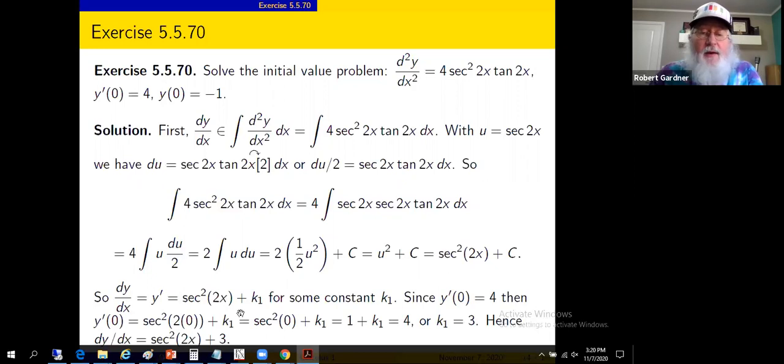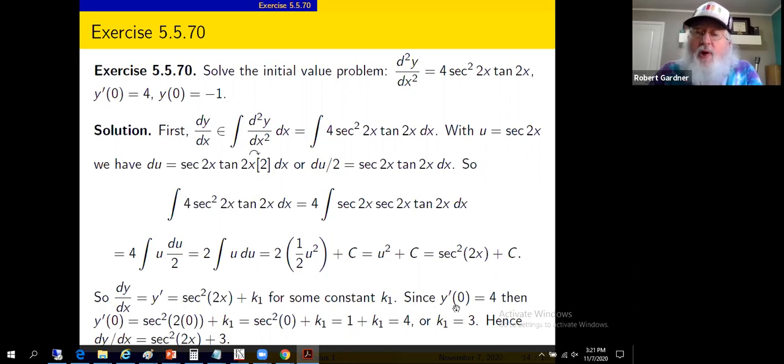All right. How are you going to find this k sub 1? Like we did before with initial value problems, using an initial condition. This is y prime. There's an initial condition for y prime. When we plug 0 into y prime, we're supposed to get 4 out.